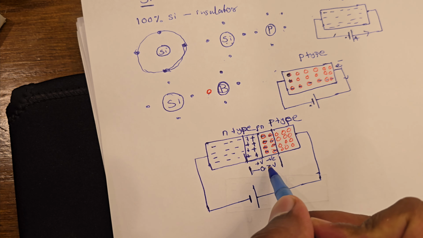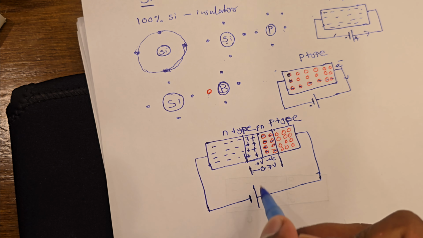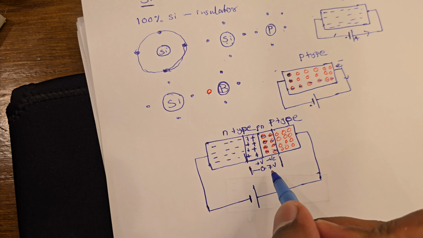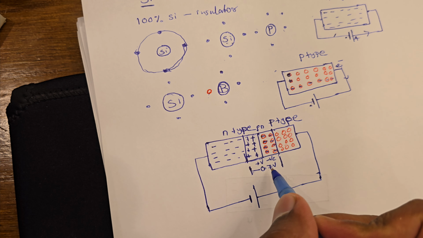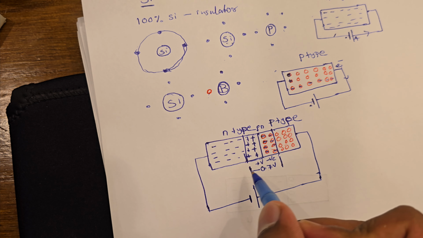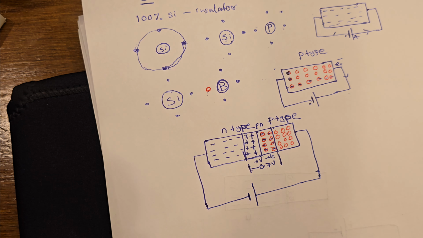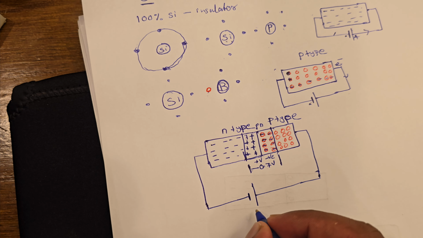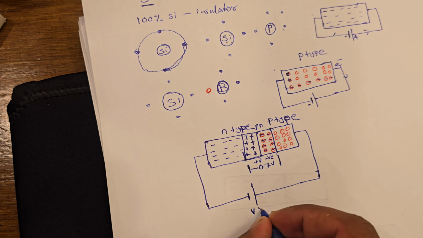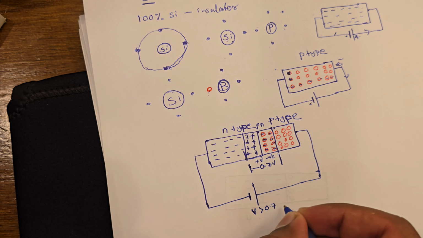There is a voltage of 0.7 volt resisting this voltage, so nothing will happen if the voltage I'm applying is less than 0.7, because this voltage can resist this barrier of 0.7 volt. So nothing will happen, no current flow, if it is less than 0.7 volt. But what if I'm applying a voltage V which is greater than 0.7 volt?